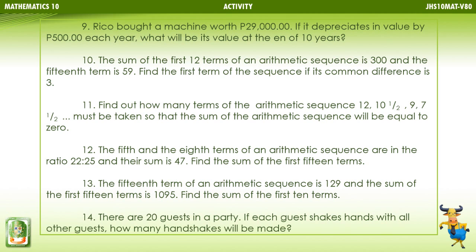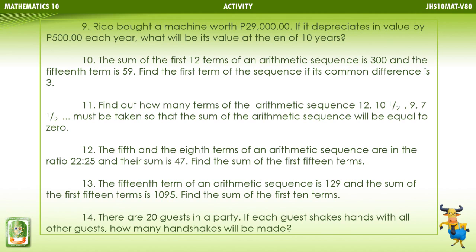11. Find out how many terms of the arithmetic sequence 12, 10 1/2, 9, 7 1/2 and so on, must be taken so that the sum of the arithmetic sequence will be equal to 0. 12. The fifth and the eighth terms of an arithmetic sequence are in the ratio 22:25 and their sum is 47. Find the sum of the first 15 terms.